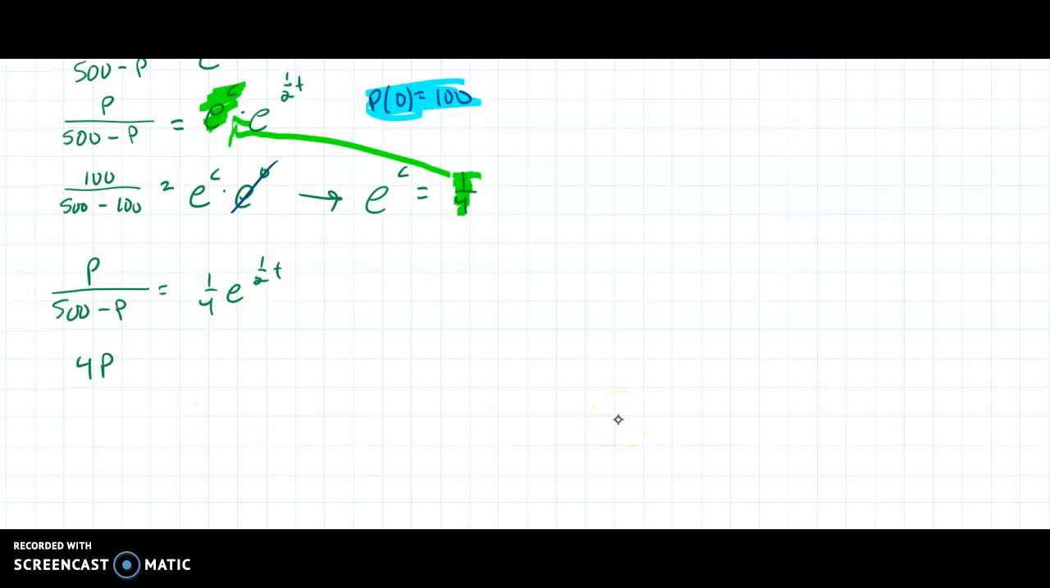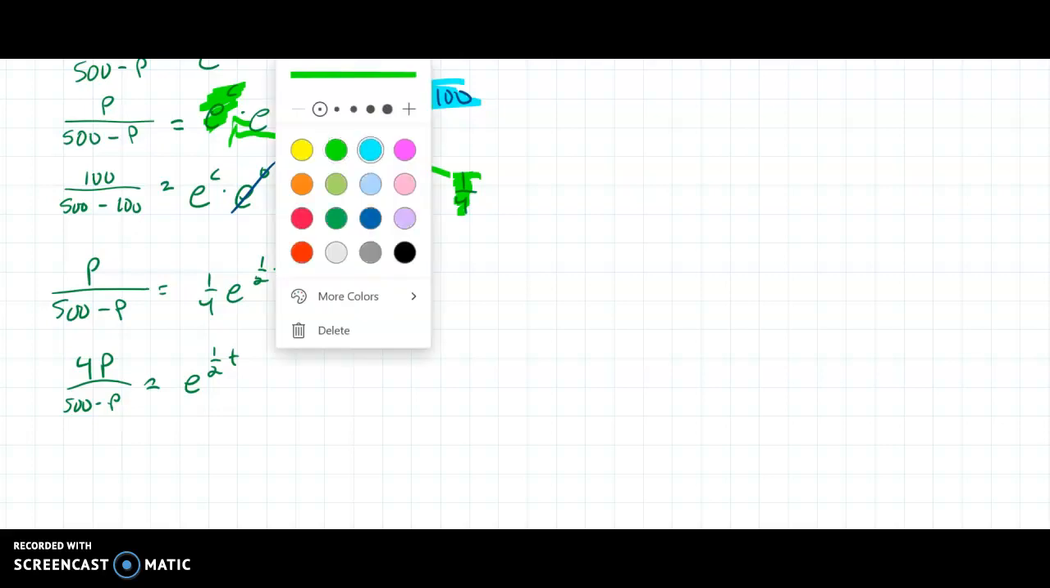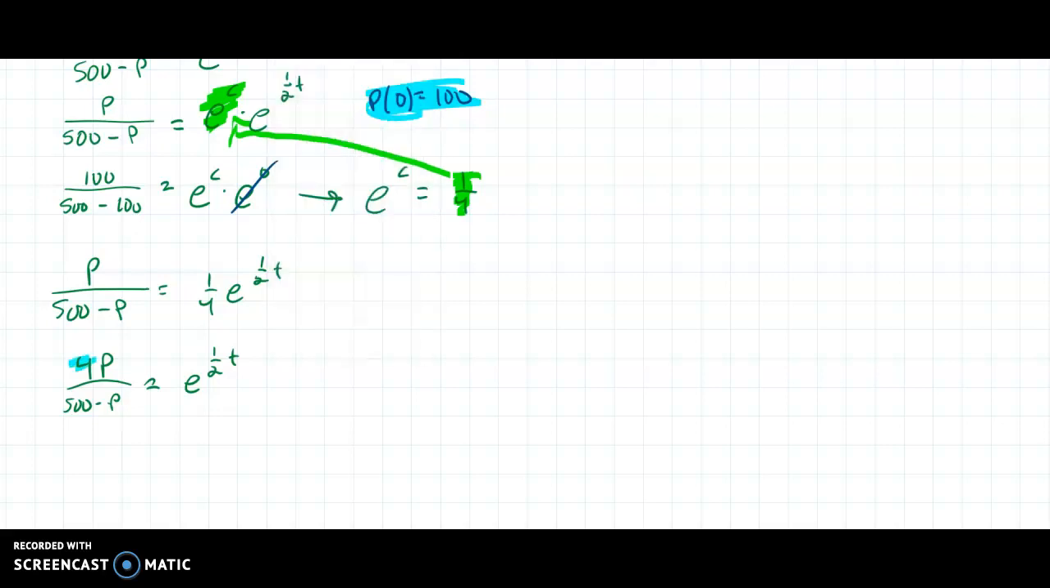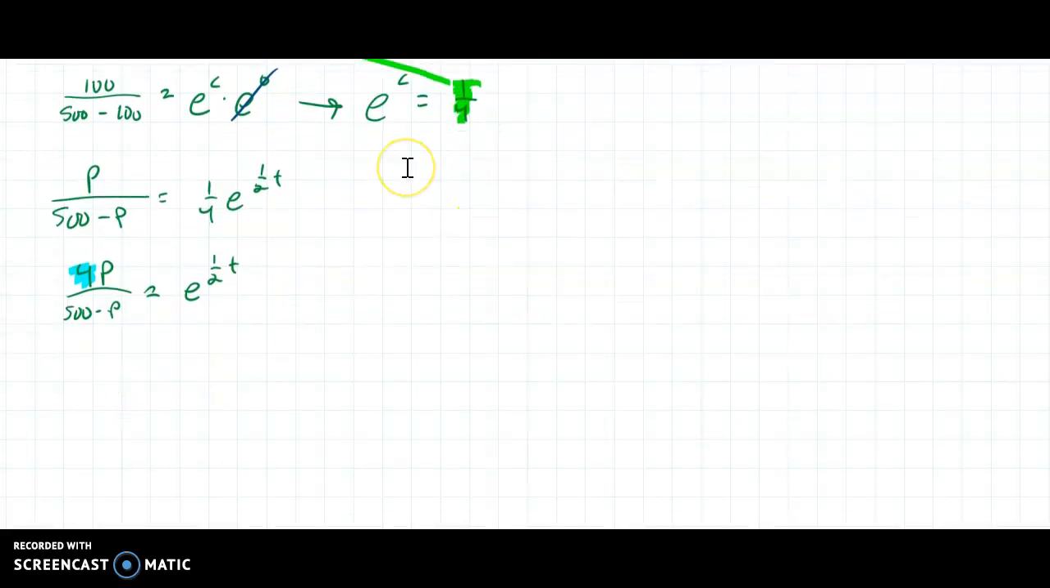If I do that, I get 4P, because I multiply on the left side, it goes up top. 500 minus P equals, when I multiply on the right side, it cancels out and gives me e to the 1/2 t. So I will highlight that in blue again. Moving that up there is one of our things to make this easier.